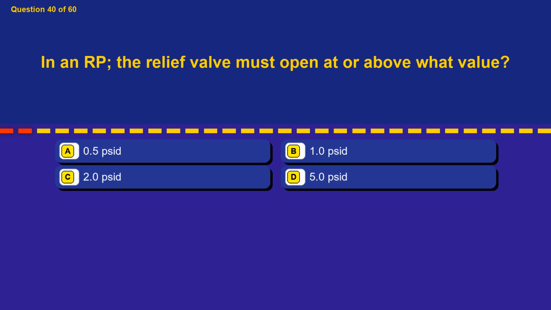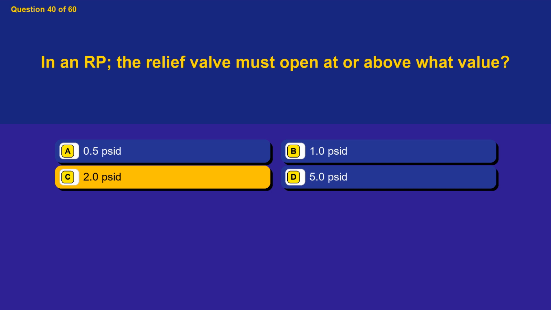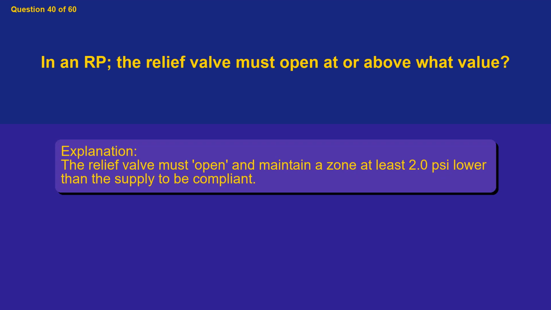Question 40. In an RP, the relief valve must open at or above what value? Option A is 0.5 PSID. Option B, 1.0 PSID. Option C, 2.0 PSID. Option D, 5.0 PSID. The correct answer is option C, 2.0 PSID. The relief valve must open and maintain a zone at least 2.0 psi lower than the supply to be compliant.